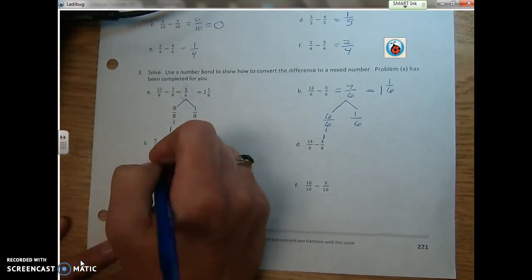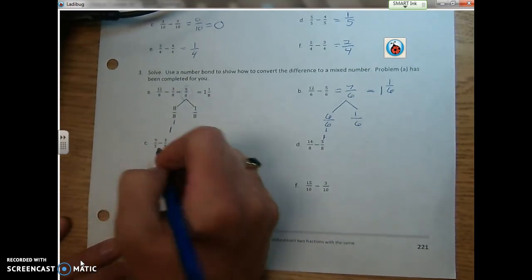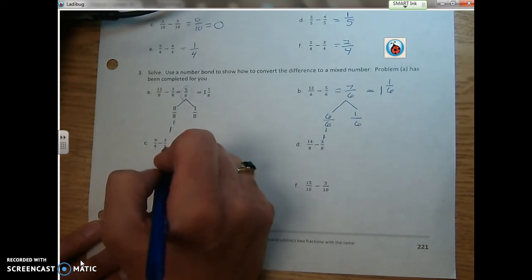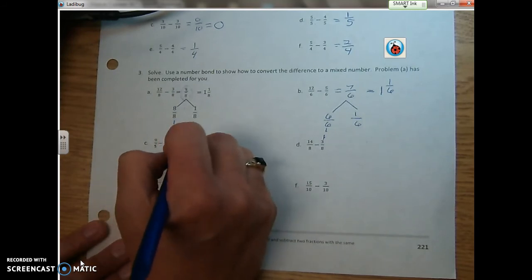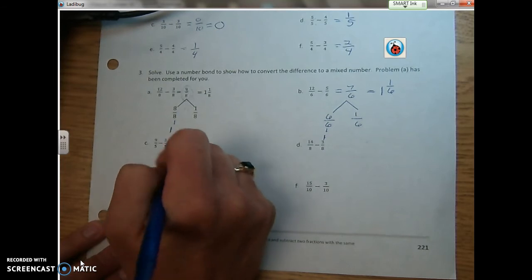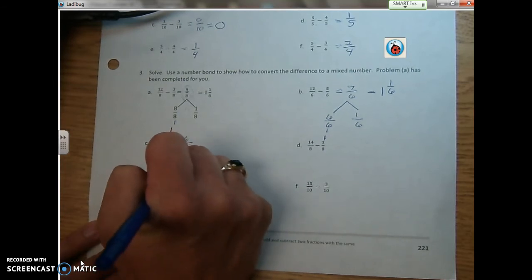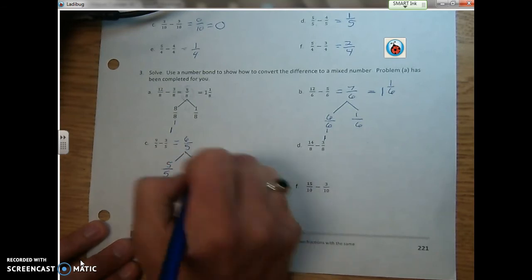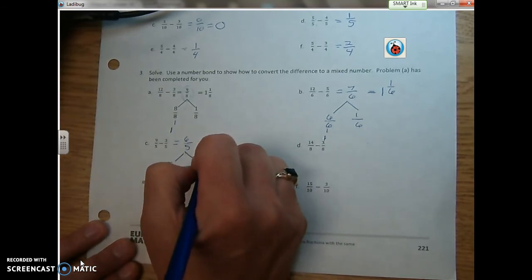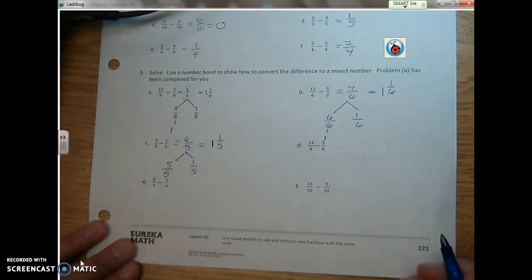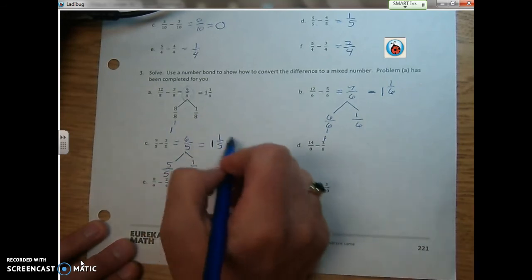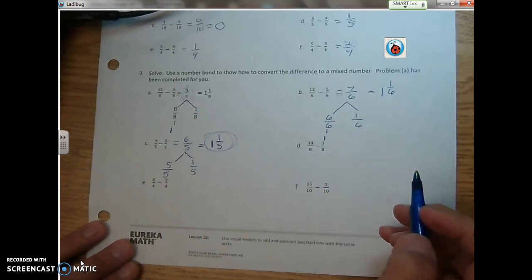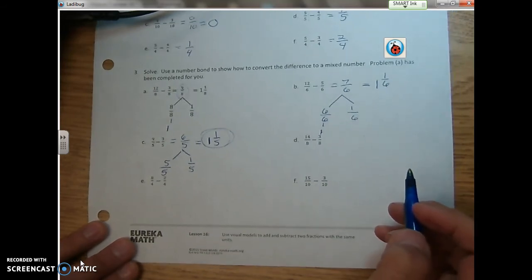Okay. So now I'll do one more with you and you do the rest by yourself. We have 9 minus 3. 9/5 minus 3/5 equals 6/5. If we divide that up, we pull out 5/5, which is 1. And we have left 1/5. So 6/5 equals 1 and 1/5. This is the mixed number right here. Okay, go ahead and pause it and then come back and do D, E, and F.